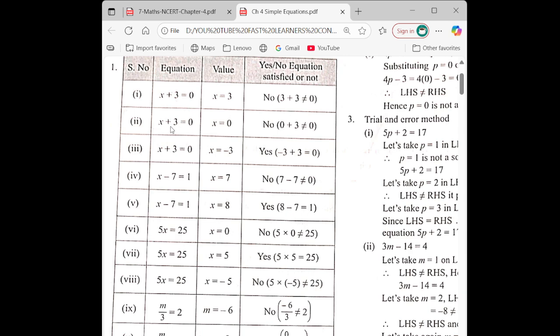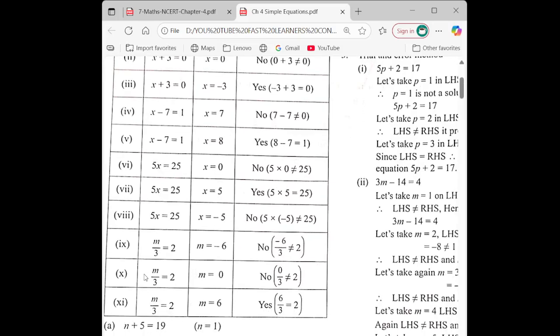Same way, x plus 3 equal to 0, with x equal to 0. If you place 0 here, the answer will be 3. And 3 is not equal to 0. So it is not satisfied. Same way, if you place minus 3 at the place of x, minus 3 plus 3 will give you 0. So yes, with x equal to minus 3 the equation is satisfied.